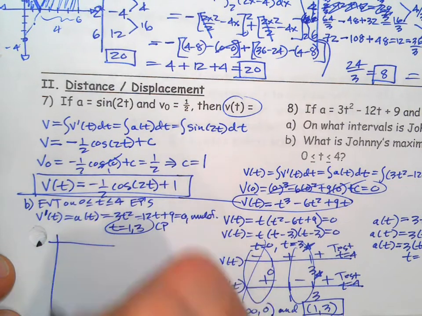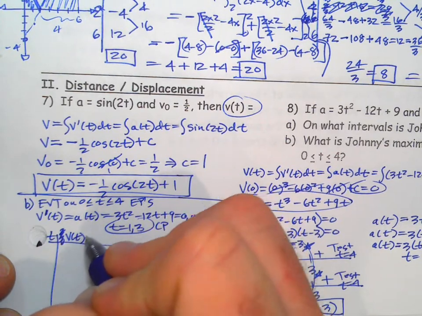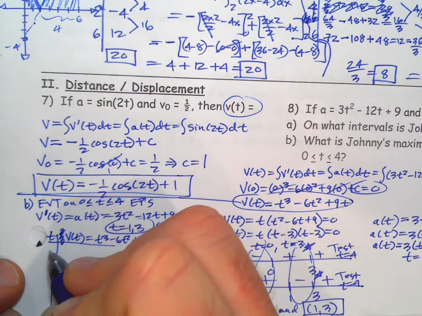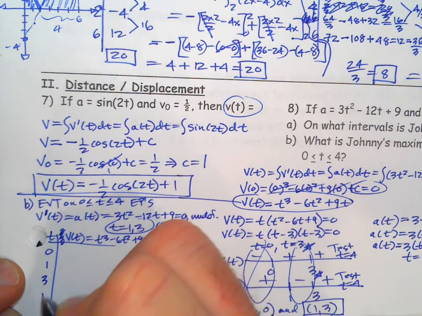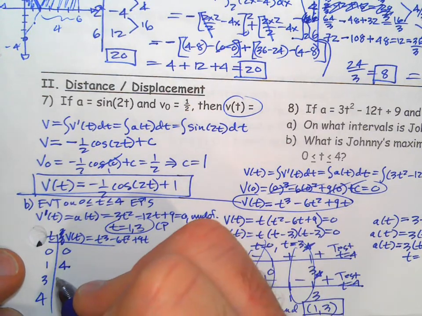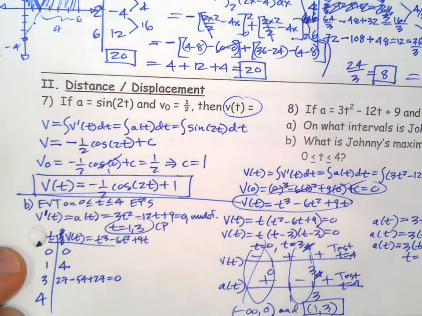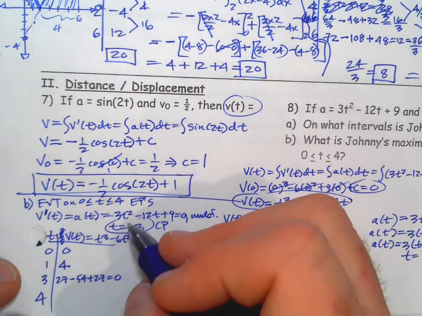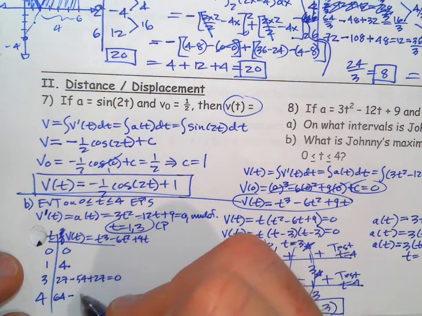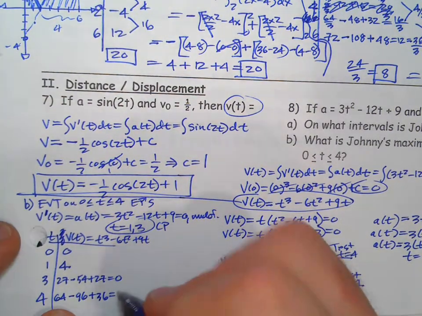And so then you do a table, and you would plug them into velocity, the thing you're trying to maximize. So you plug in the endpoints are 0, critical points are 1 and 3. So you plug 0 in, you get 0, plug 1 in, you get negative 4, plug 3 in, you get 27 minus 54 plus 27, which is 0. And then you plug 4 in, and you get 64 minus 6 times 16 is 96 plus 36. So that's going to be negative 32, so that's positive 4.